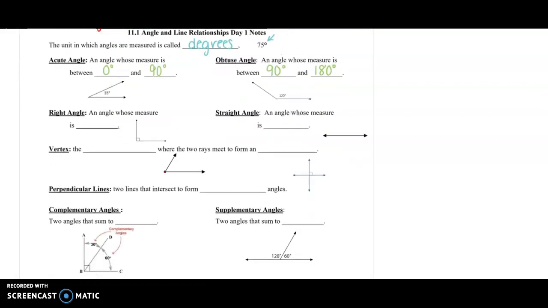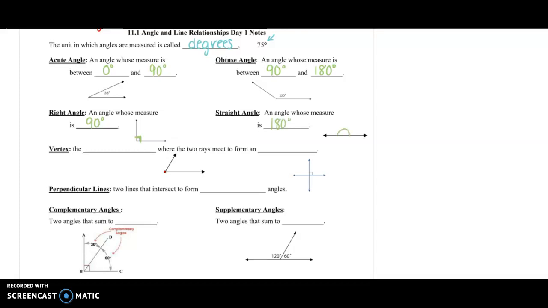Then we have a right angle. That's an angle whose measure is exactly 90 degrees. You'll know that because you'll see this box in the corner. That box at the bottom where the vertex is tells you it's a 90-degree angle when you have that square there. Last one is a straight angle, and that's an angle whose measure is 180 degrees.